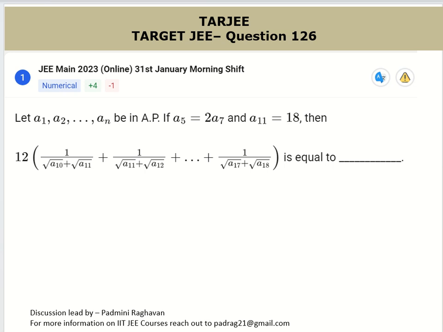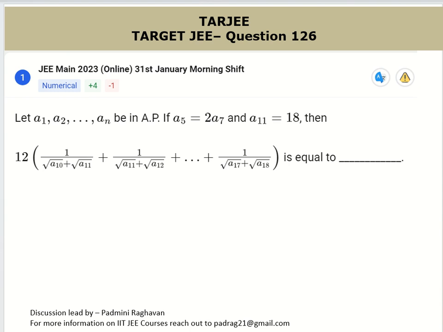In continuation with the telescopic series kind of questions that we have seen in the past, three questions, there is a very similar question which was tested in JEE Mains, which is again of the same kind. So the question goes as: let A1, A2, A3, etc. be in AP. A5 is equal to 2 times A7 and the 11th term is equal to 18.